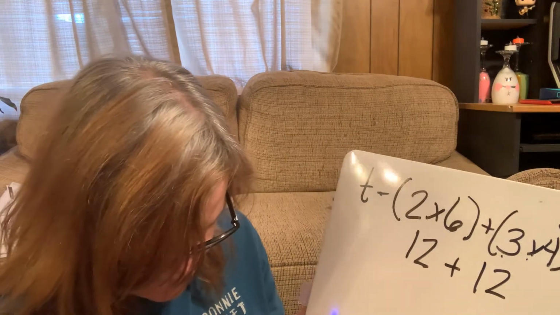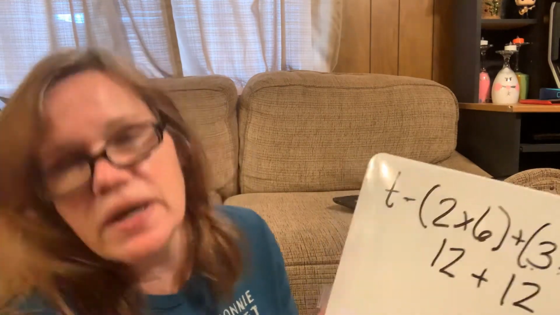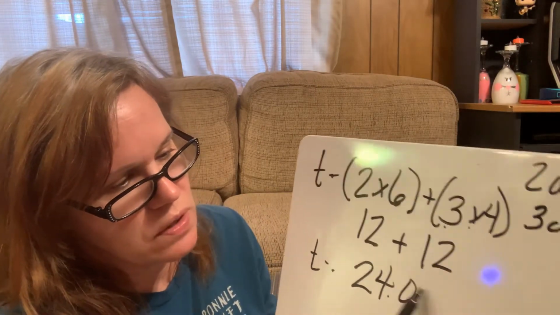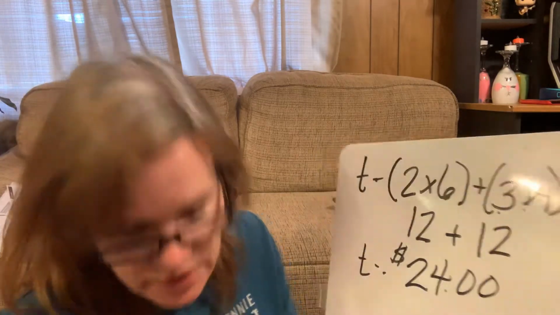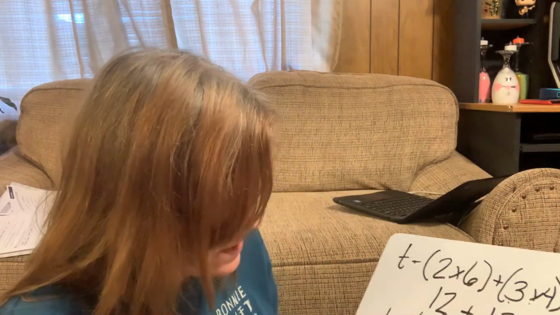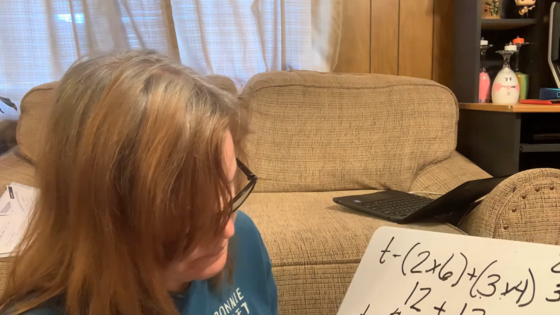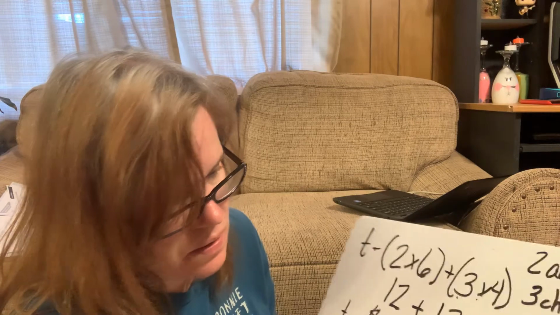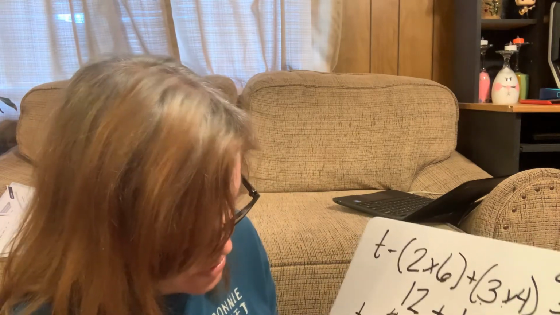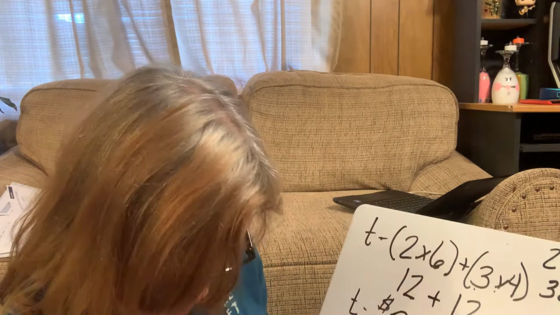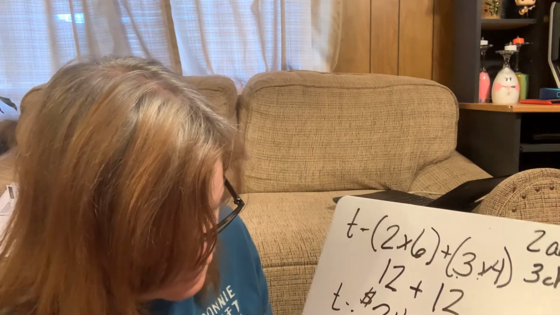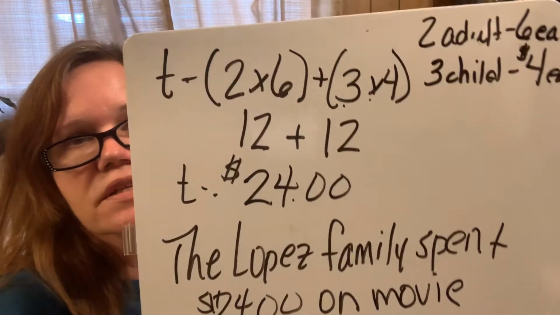So it tells us to just write the equation, but let's go ahead and solve it. So T would equal $24, and we would write a complete sentence saying the Lopez family spent $24 on movie tickets. Okay, we want to be sure we write that in a complete sentence.